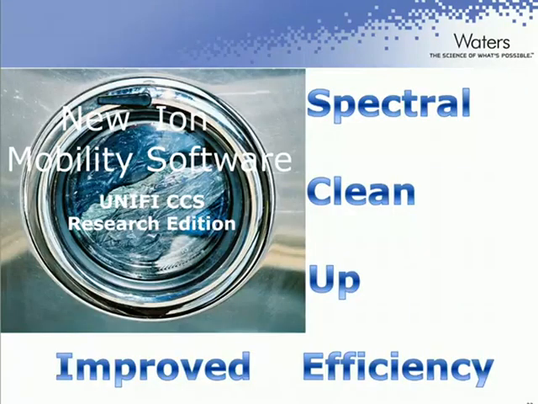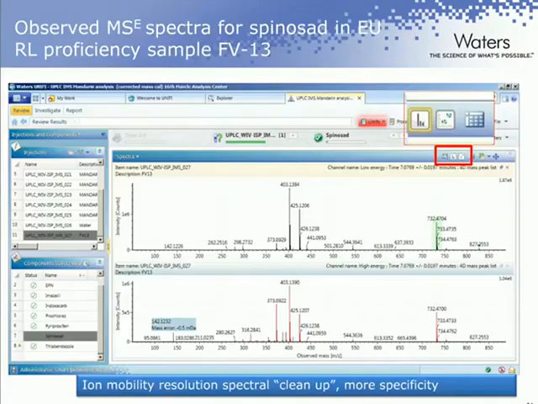But ion mobility is not just about collision cross-section. It allows you to perform spectral cleanup as well, and that enables improved efficiency. And within the software, we're actually able to view the data in more than one way. We can view the data as conventional MS data, as you see here, or we can view it with the ion mobility separation that you've acquired activated.